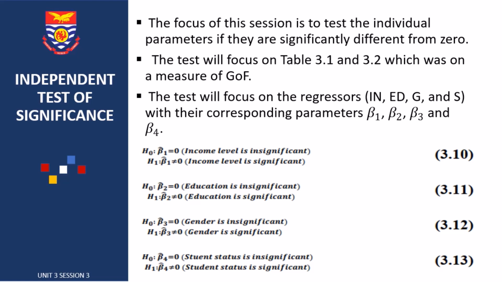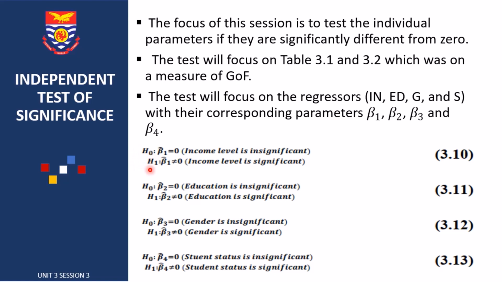So we have income represented by IN, ED being education, G being gender, and S representing the student status, with their corresponding parameters B1, B2, B3, and B4 respectively. In testing significance, we have the null hypothesis and the alternative hypothesis. The null is represented by H0, and the alternative is H1.